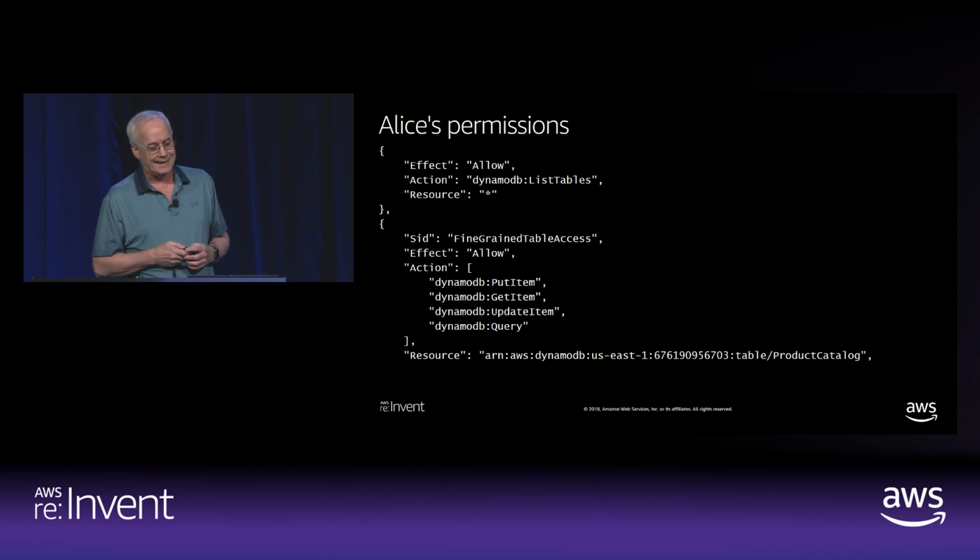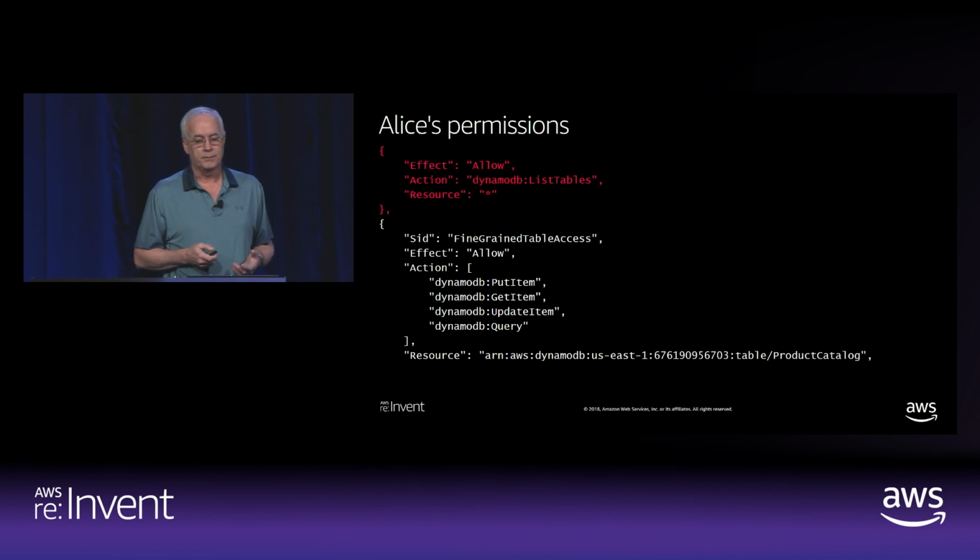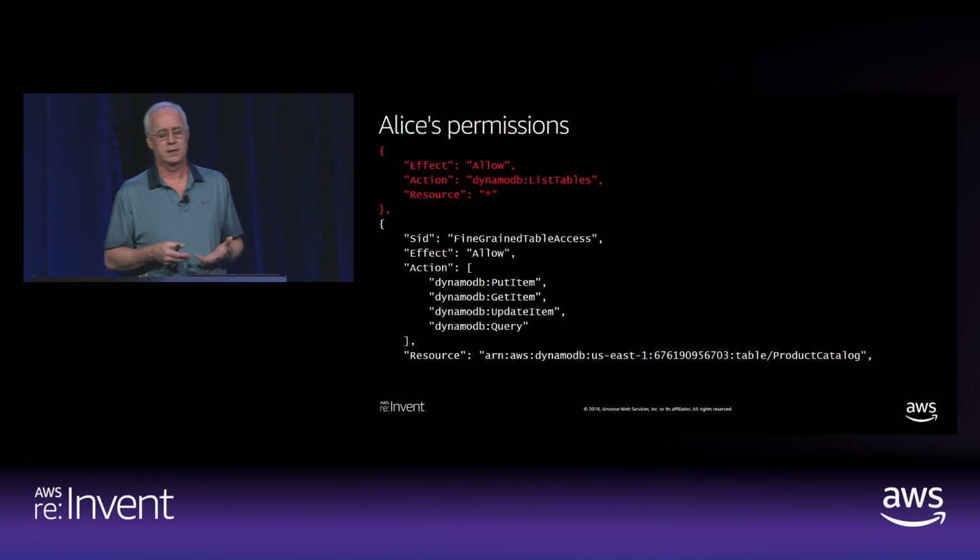Let's look at Alice's permissions. We start out with some basic global permissions like list tables. List tables, you can't restrict. You either list all the tables or you can't list any of the tables. So it has resource star, and she has the permission to list tables.